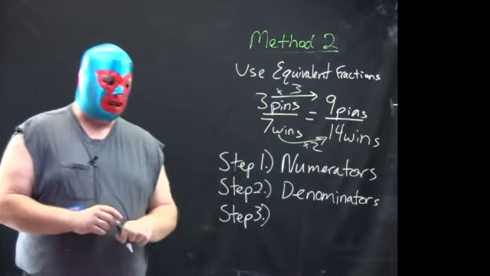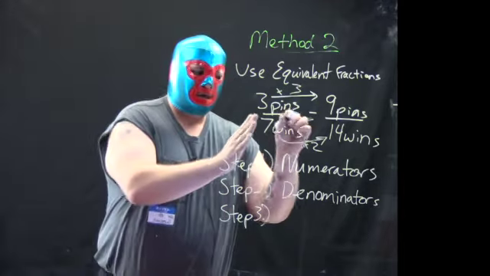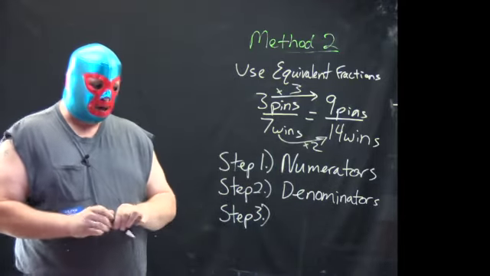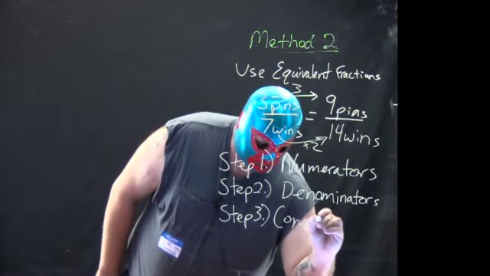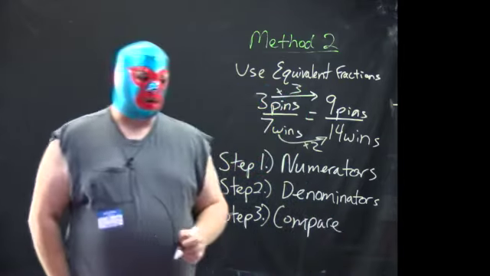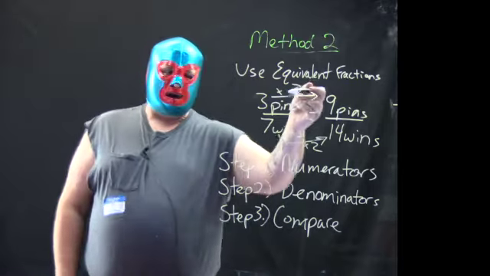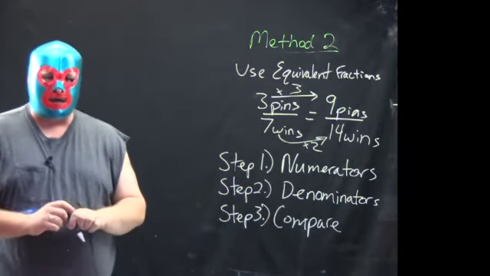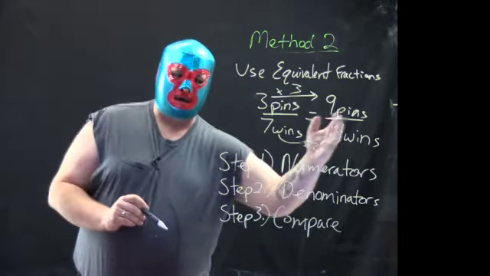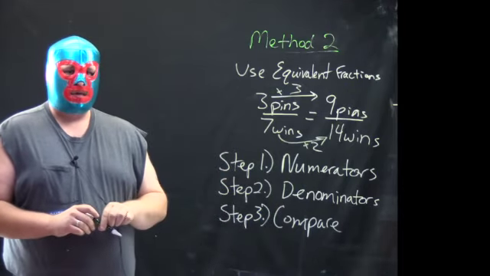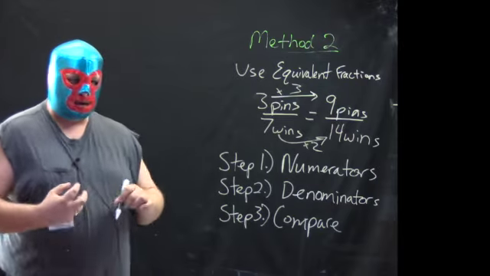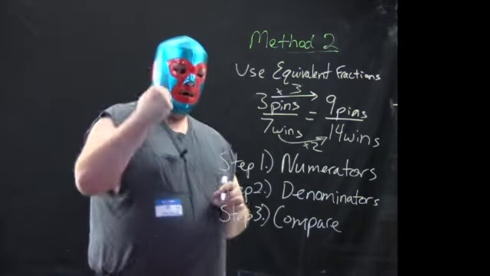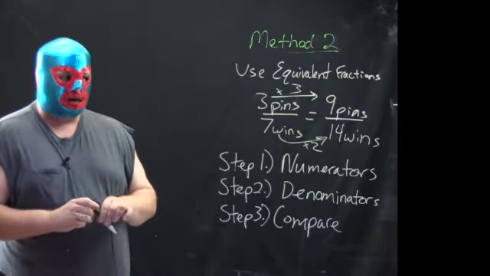Step 2, denominators. Look at the denominators. 7 to 14. 7 times 2 equals 14. Step 3, compare. We're going to look at the numerators and the denominators. If they are the same, if you do the same thing to get from one to the other, they are equivalent. If you do not do the same thing, if it's something different, as different as me and Mr. J, it is not an equivalent ratio.